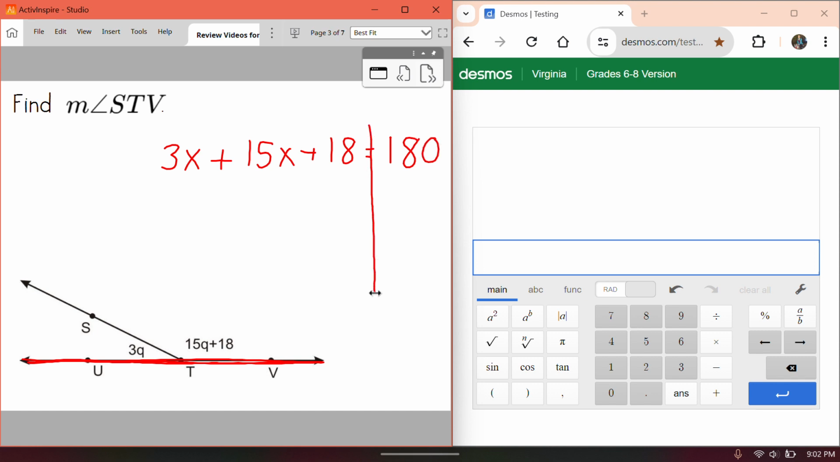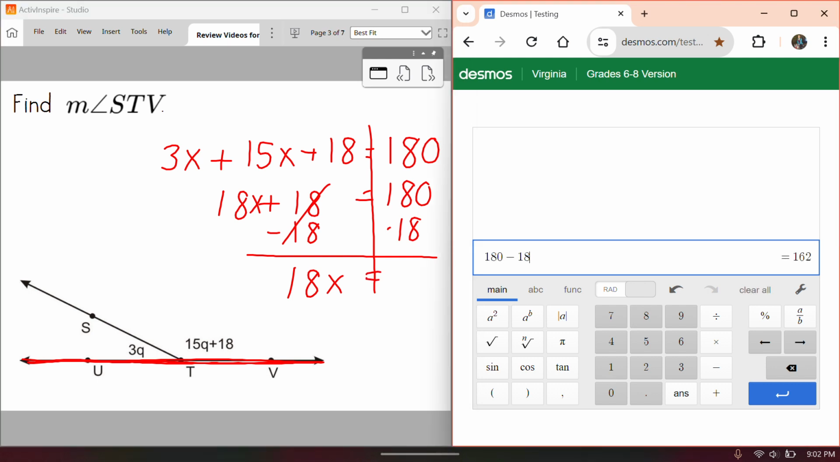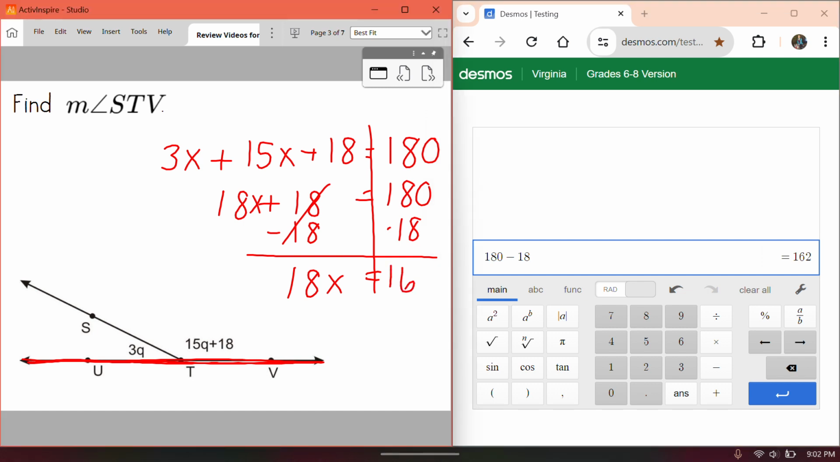Now, when you get to this point, it is completely up to you how you want to solve this. You can use Desmos entirely, or you can make a T-chart and solve it. But no matter what you decide to do, here's how that work is sort of going to end up looking. I'm going to subtract 18 from both sides. I'm going to get 18x equals, and then let's use our handy dandy calculator, 162. And then I'm going to divide both sides by 18.